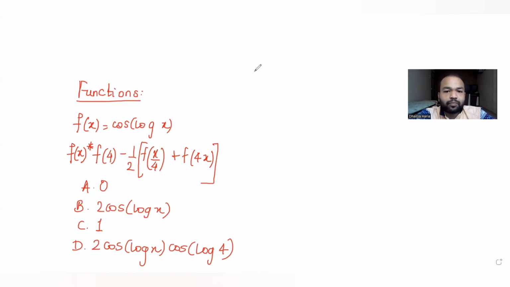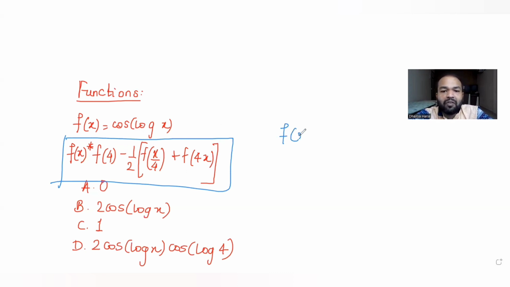Let's do that. So first of all, let's find all of these functions that we have been asked for separately, and then we'll put the values of the functions which we get in this entire expression. So we have been given f of x directly. So I'll write that cos of log x. Now, after that, we have the second function that is asked for f of 4. So basically, instead of x, now I'm going to put 4. So I get that as cos of log 4.